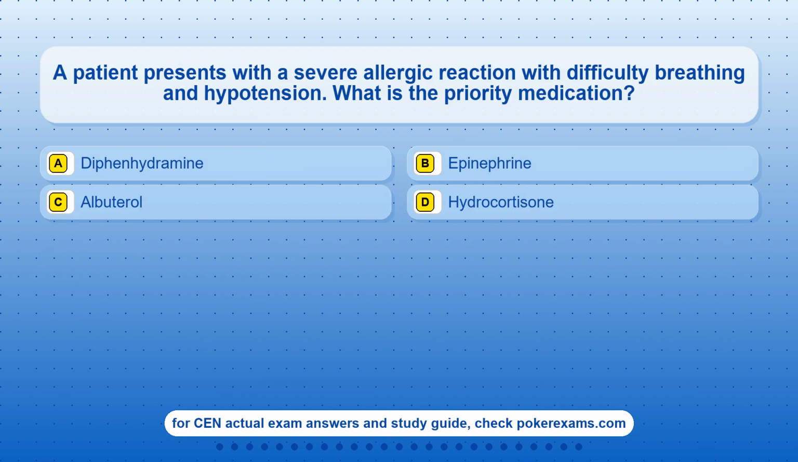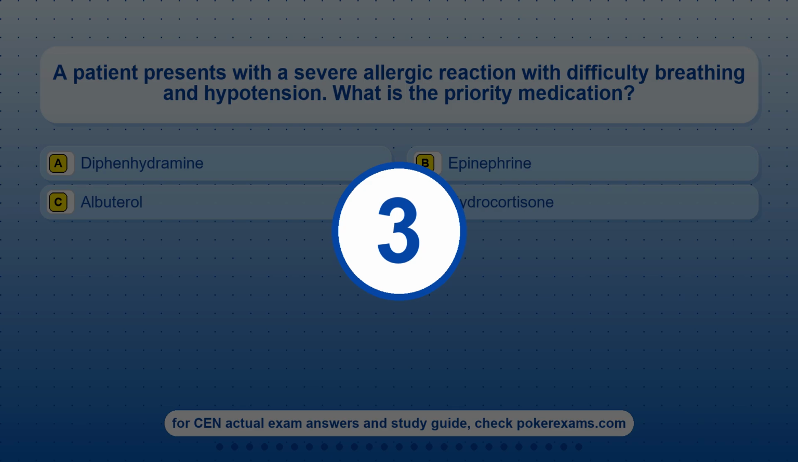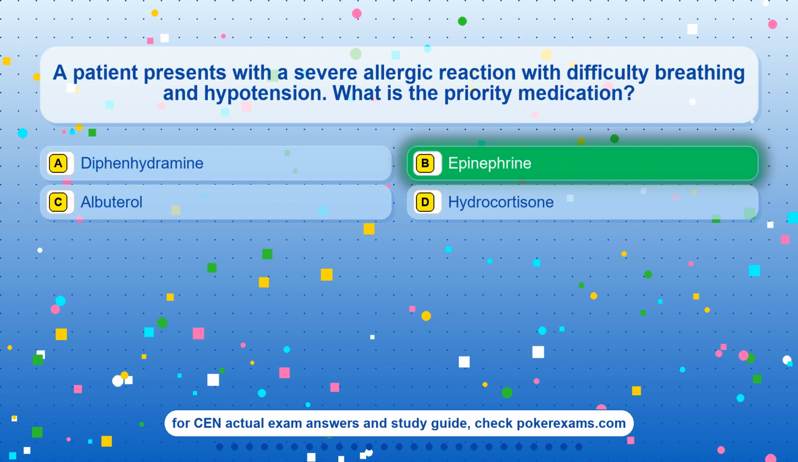Question 17. A patient presents with a severe allergic reaction with difficulty breathing and hypotension. What is the priority medication? Option A, diphenhydramine. Option B, epinephrine. Option C, albuterol. Option D, hydrocortisone. The correct answer is option B, epinephrine.